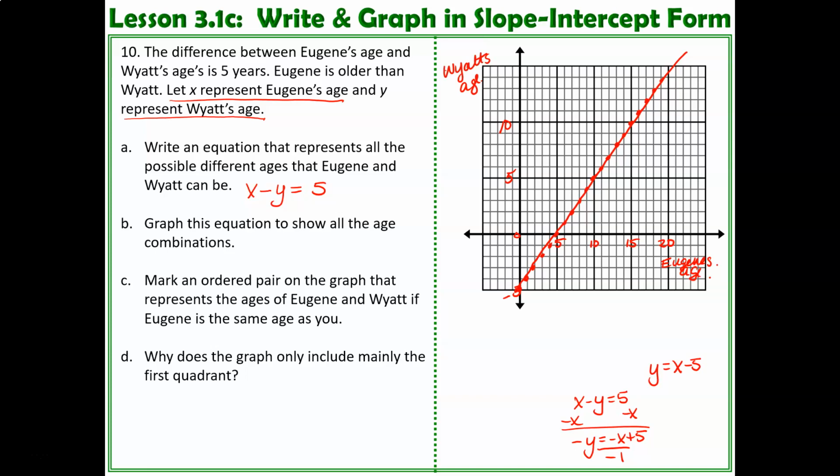So here are all the possibilities. If you're 14, Wyatt is 9. If you're 13, Wyatt is 8. If you're 15, 10. And if you're 12, he's 7. If he was the same age as you. Why does the graph only include mainly the first quadrant? Because you can't have a negative age. And that quadrant is all positives.